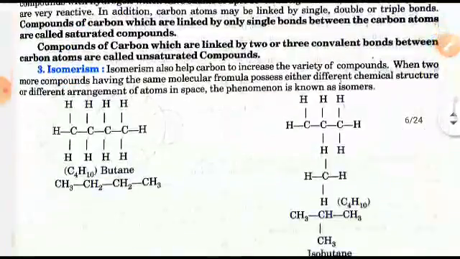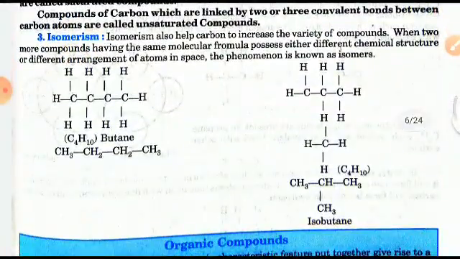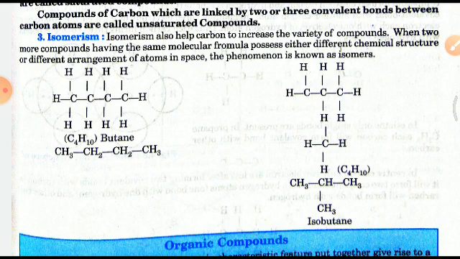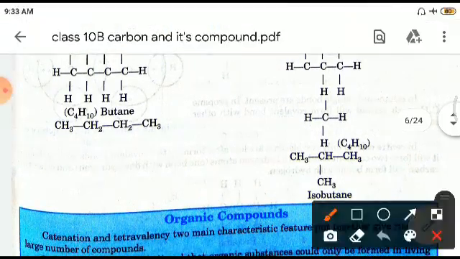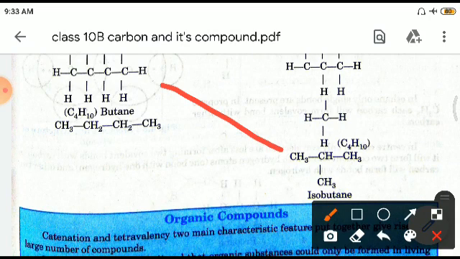Okay. Next is isomerism. Isomerism is when compounds have the same molecular formula but different structural formulas, right? You can see here butane. You can write it as C4H10, right? Butane, and you can see that it has an isomeric structure which is also there. See, this is also butane and this is also butane. In both of them, the formula is C4H10, but the structure is different.